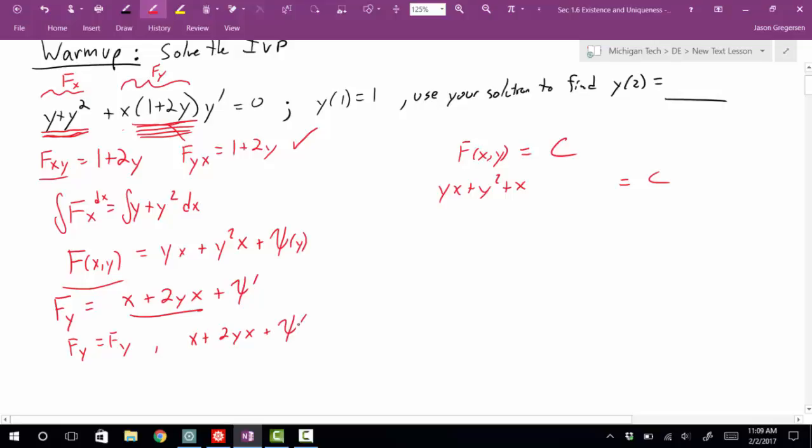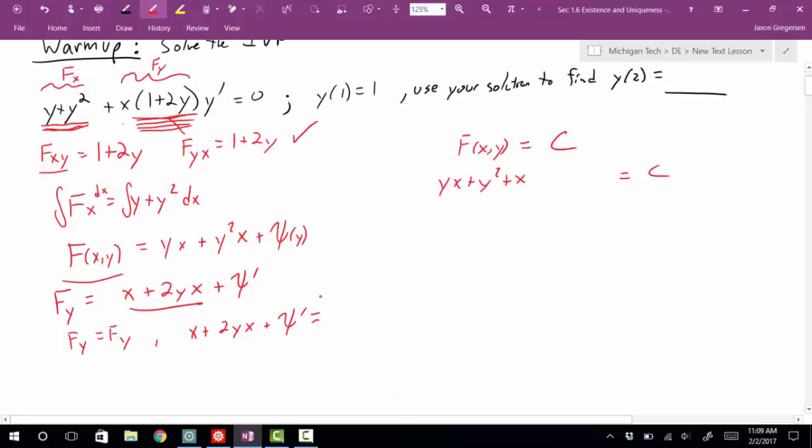Plus psi prime. That f sub y is equal to the other f sub y, which is x plus 2yx, if I distribute this extra here. Okay. All right. Everybody caught up with me? Does that make sense where that equation comes from?